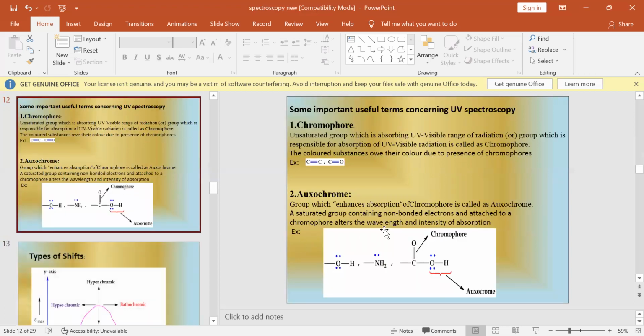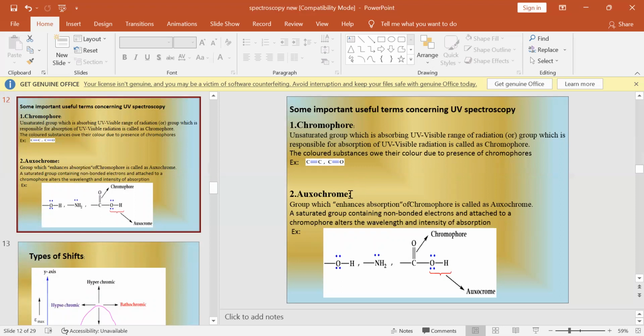Next come some important terms generally used in UV spectroscopy, that is chromophore and auxochrome. Chromophore is the part of a molecule responsible for the color of a compound. These can be any functional group with a large number of pi electrons, like conjugated double bonds. Here you can take the examples C double bond C, C double bond O.